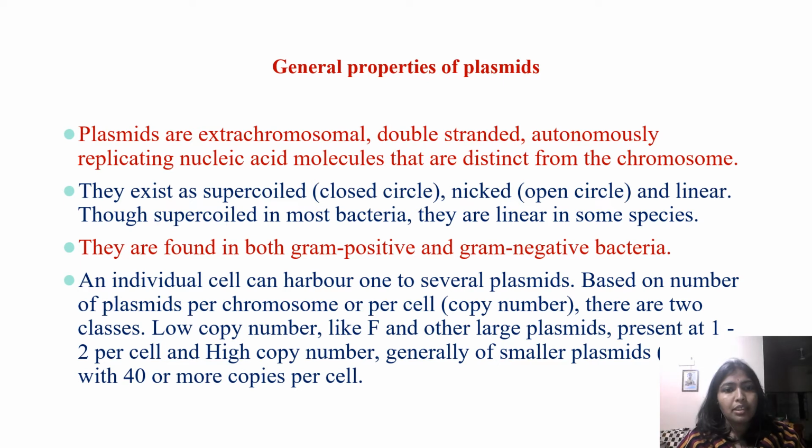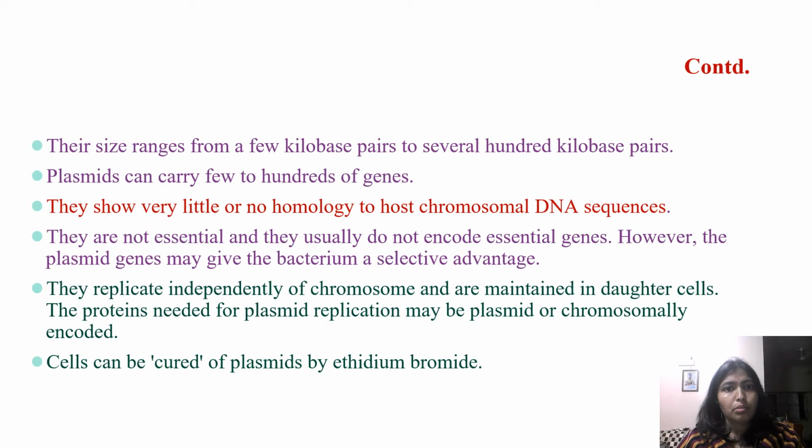There are two classes: low copy number, like F and large plasmids, present at 1 to 2 per cell, and high copy number, generally smaller plasmids with 40 or more copies per cell. So these are the properties of plasmids, and their size ranges from a kilobase pair to 1,100 kilobase pairs, and plasmids can carry a few to hundreds of genes. They show very little or no homology to host chromosomal DNA sequence. They are not essential, and they usually do not encode essential genes. However, the plasmid gene may give the bacterium a selective advantage.